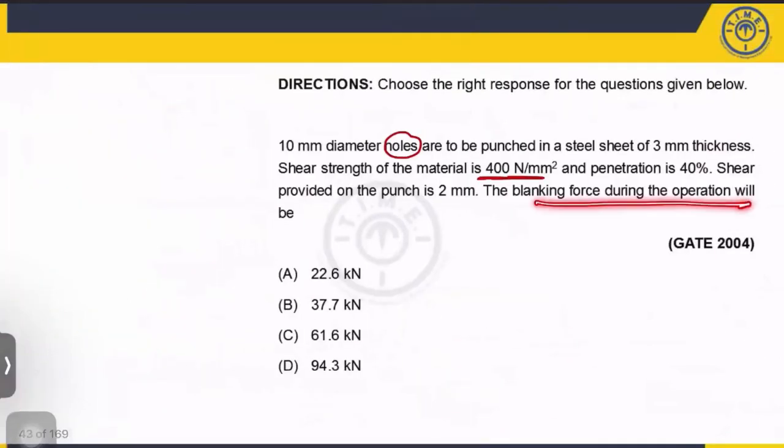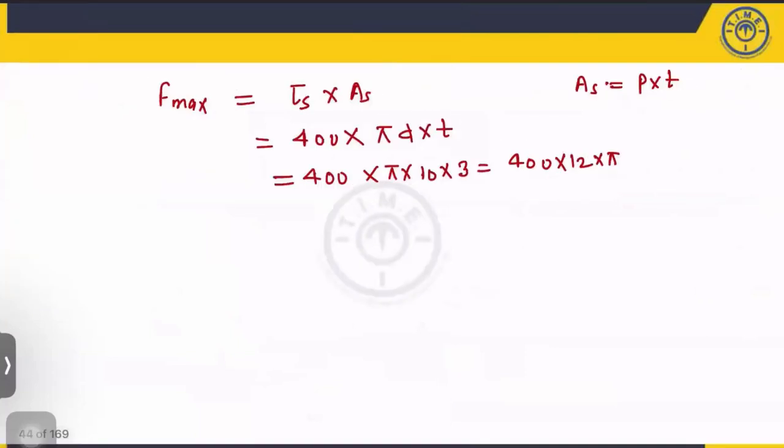So the blanking force you have to calculate. First of all, you have to calculate the F max value. How you will calculate the F max? The shear stress into sheared area. Anyone got the answer? What is this value? Sir, over 15,000 Newton.